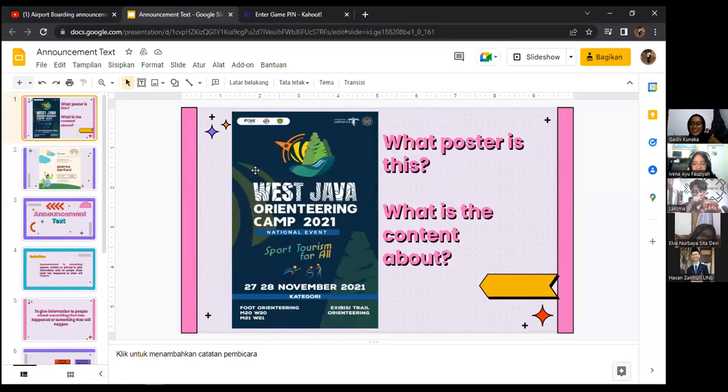Can you see it all? Yes, miss. Asma, can you see it? What poster is this? It's a kind of announcement, I think, about West Java orienteering. Okay, correct. This is the announcement poster of the West Java orienteering camp in 2001. The content is about an orienteering camp for all sport tourists.